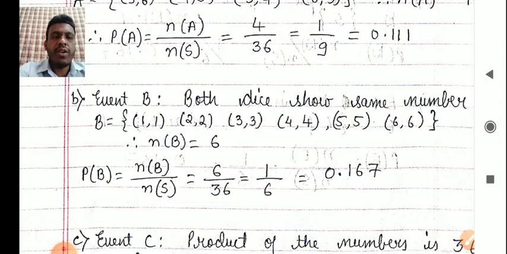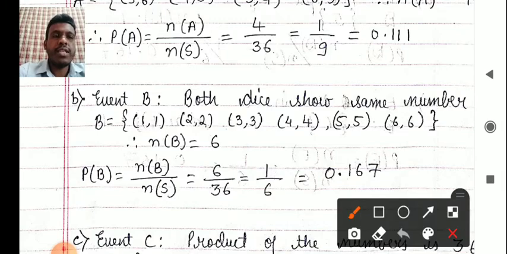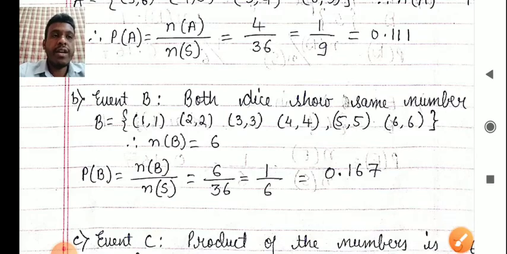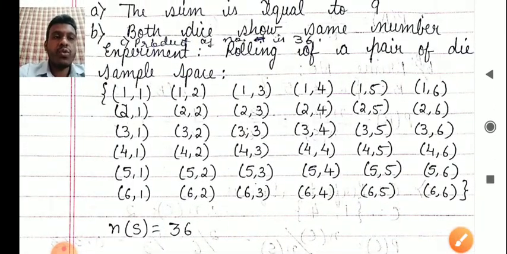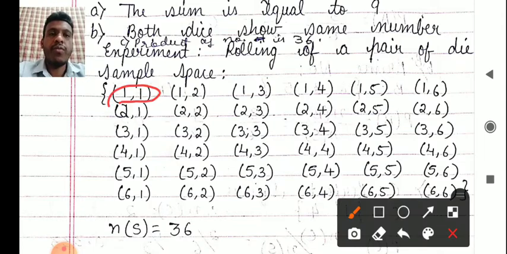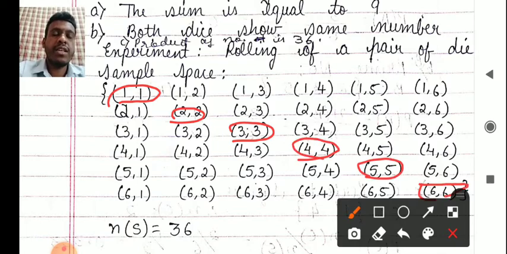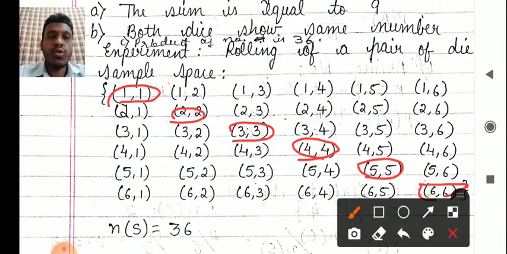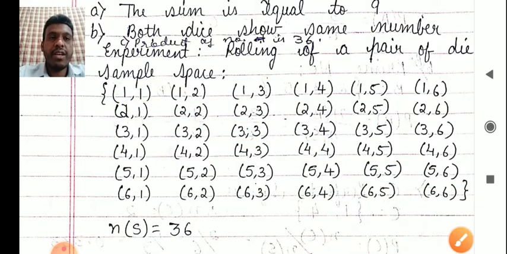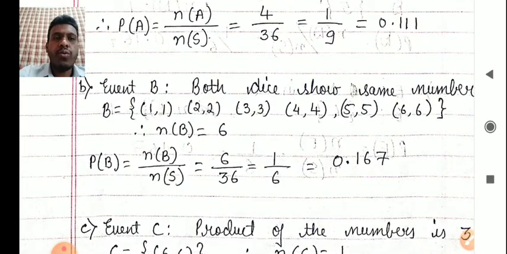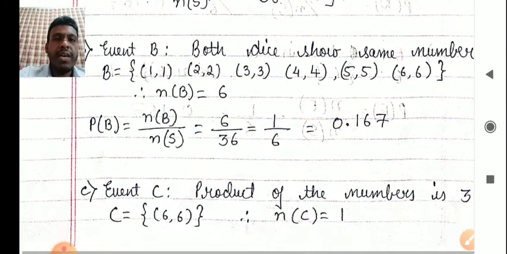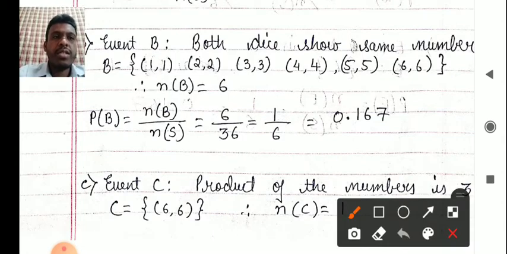Now what about the second one? The second one: both dice show the same number. When will this happen? Look at this sample space again. When are the dice showing the same number? It is here: 1 1, 2 2, 3 3, 4 4, 5 5 and 6 6. Apart from these 6, the dice are showing different numbers. So n of B is 6: 1 2 3 4 5 6. So 6 instances are there where the number is the same. So 1 1, 2 2, 3 3, 4 4, 5 5, 6 6 is your set B. So n of B is equal to 6.